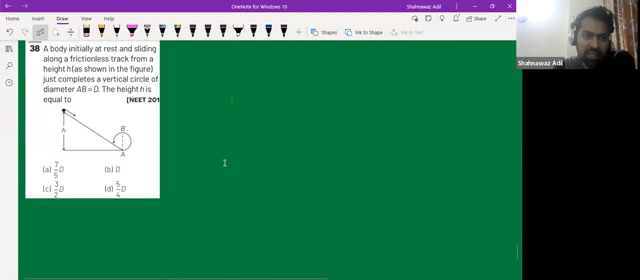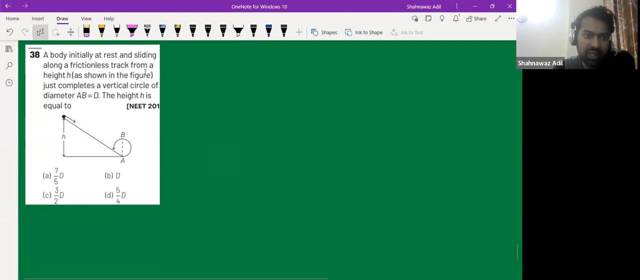A body initially at rest and sliding along a frictionless track from a height h just completes a vertical circle of diameter AB equal to d. The height h is equal to how much? So that is what we have to figure out, right? So what do we know? Complete the vertical circle.